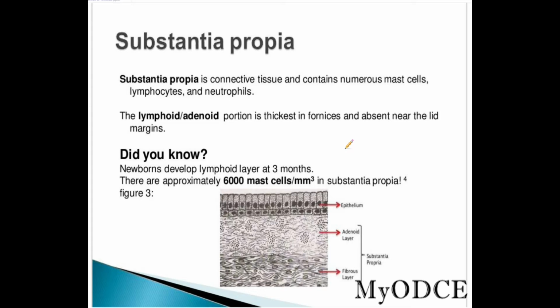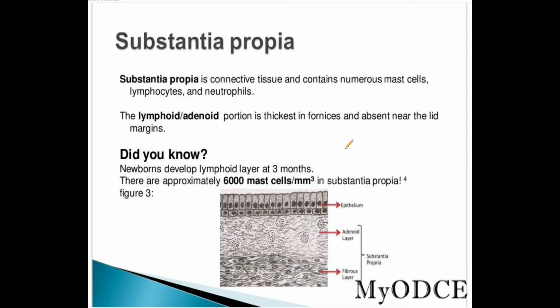Below the epithelium of the conjunctiva, you have the substantia propria. The substantia propria consists of the adenoid layer and fibrous layer covering the tarsal plate and fornices and also the sclera. The substantia propria consists of connective tissue. It's got numerous mast cells, lymphocytes, and neutrophils.